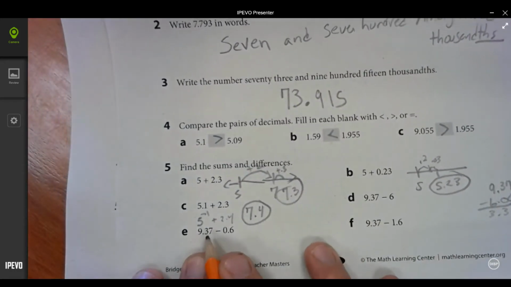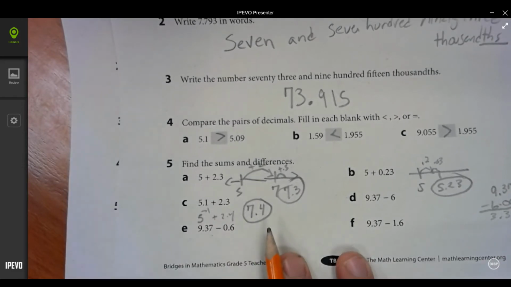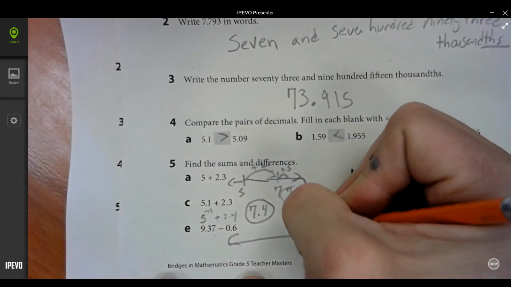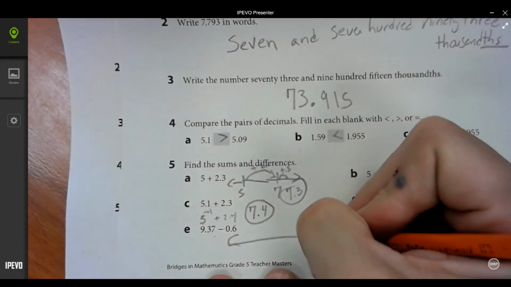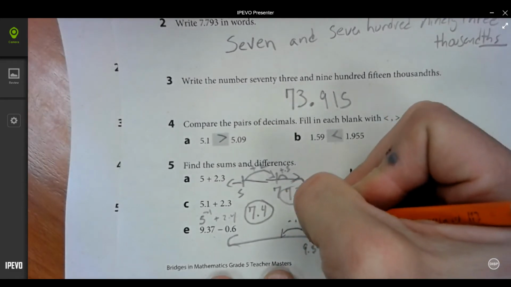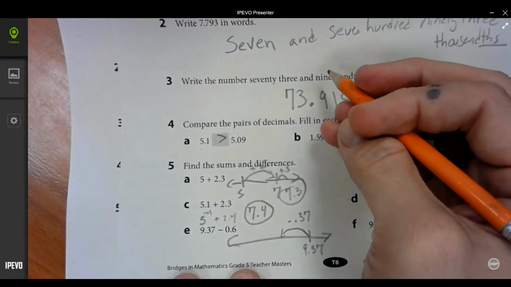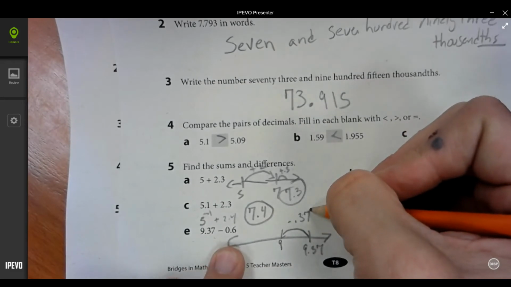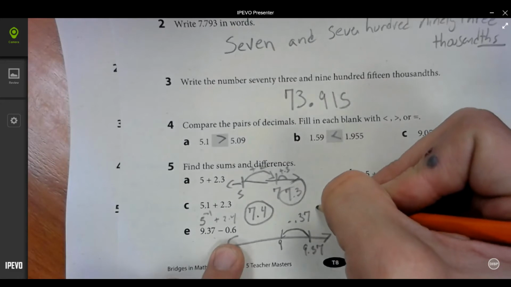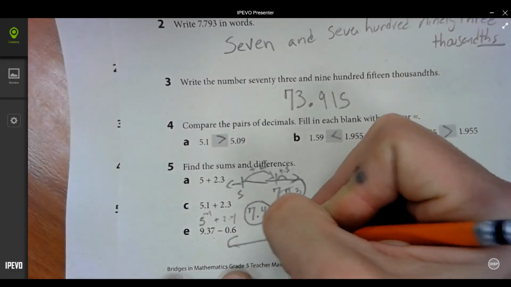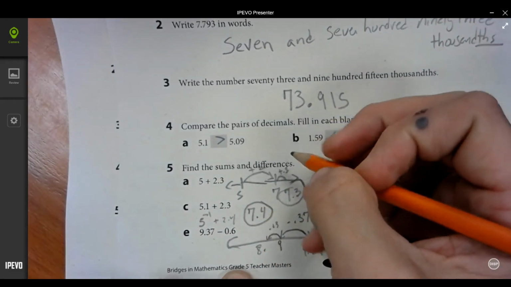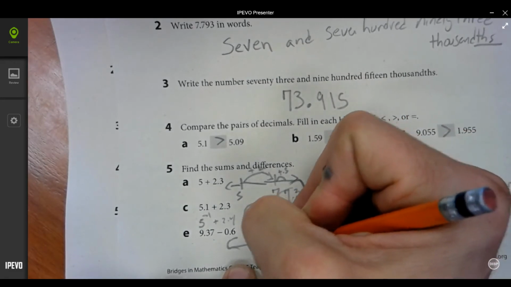Here, I notice I'm going to be taking away from a smaller number, so I might want to make this a little easier on myself. It is pretty far away, though, so maybe we can just do, here's my number line, start at 9 and 37 hundredths. I want to take 37 hundredths away to get to 9, and that's going to leave me with 23 hundredths left, which is going to get me to 8 and 77 hundredths.